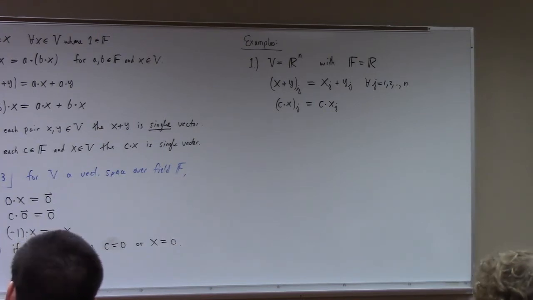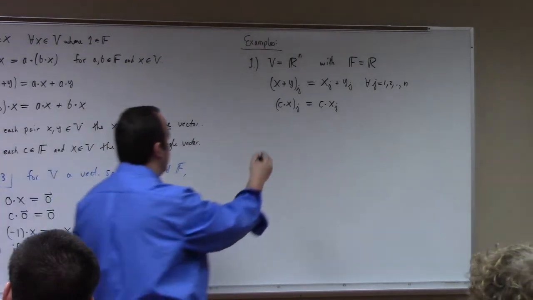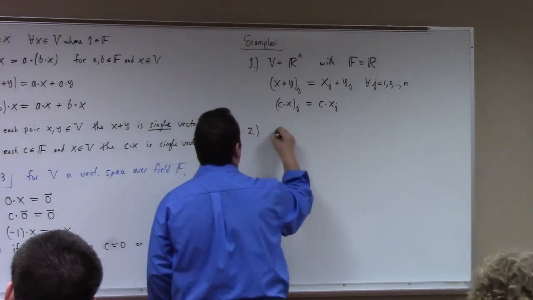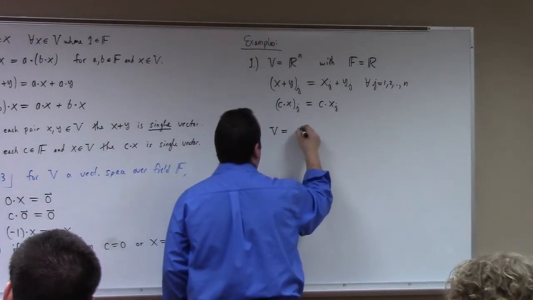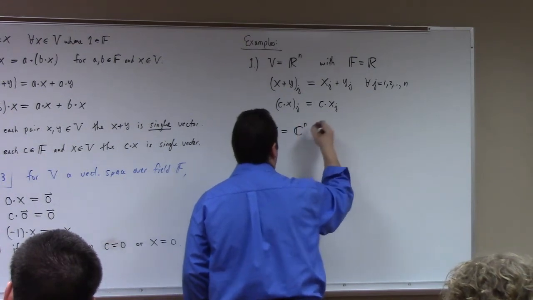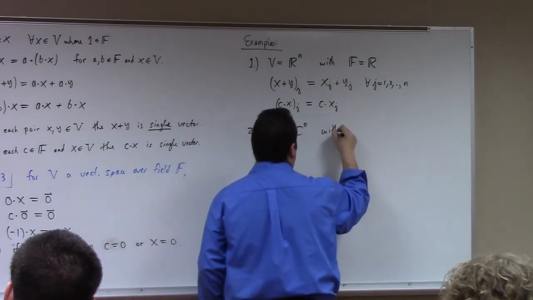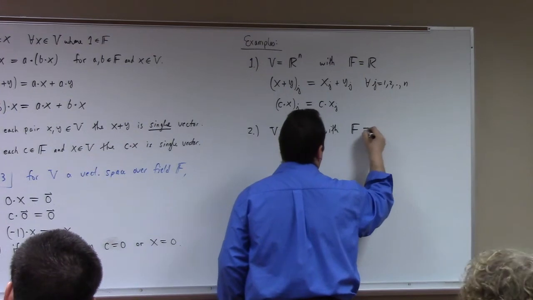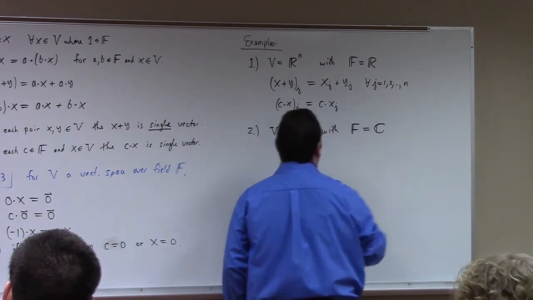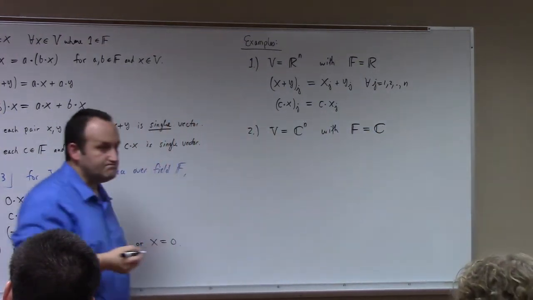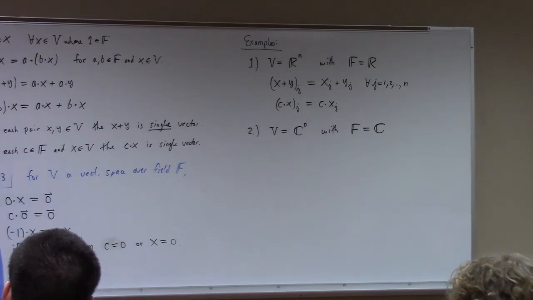Now you could be greedier, right? Like this is a real vector space. So 2, you could make V equal to Cn just the same. You could use complex numbers. And then you could put the field being the complex, you use the complex scalars. This would be a complex vector space. The definition of vector addition and scalar multiplication, same song and dance.